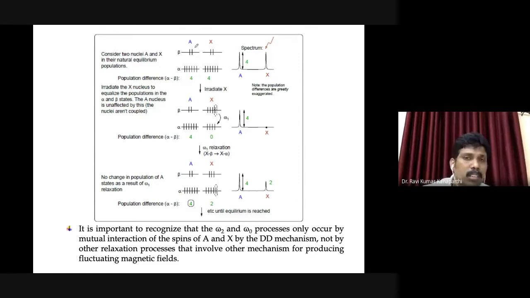In this case, just to give you some flavor, the population difference is shown as 4. There are 6 populations in the alpha state and 2 in the beta state, and the difference is 4, and accordingly you get the signal. Similarly for X, you have 6 population in the ground state and 2 in the excited beta state. Since the population difference in both cases is 4, you will get equally intense NMR signals. That is the usual one.